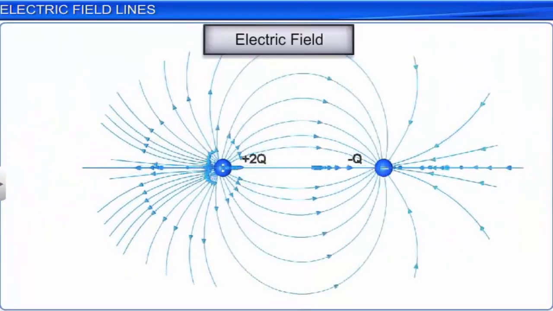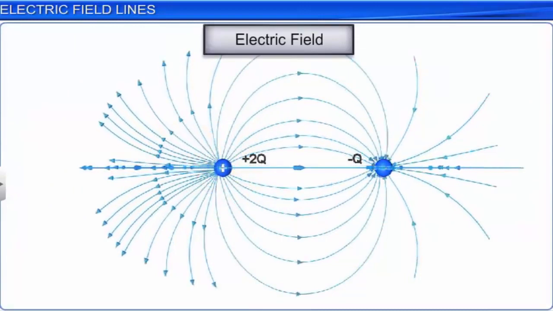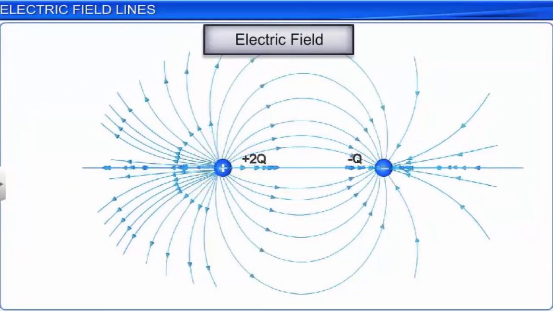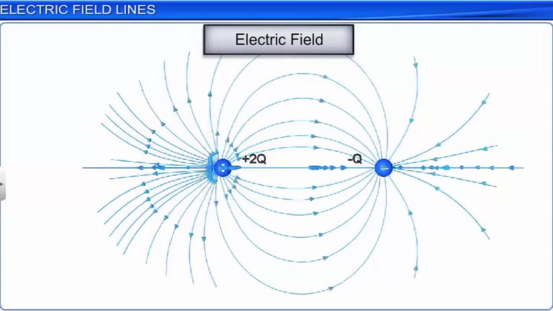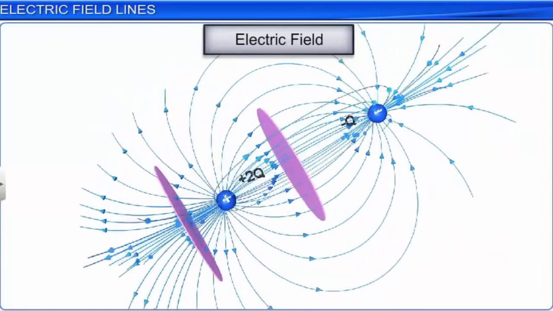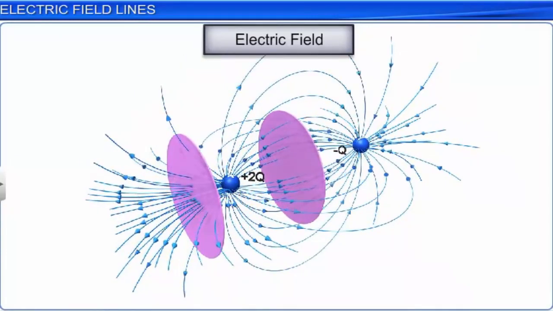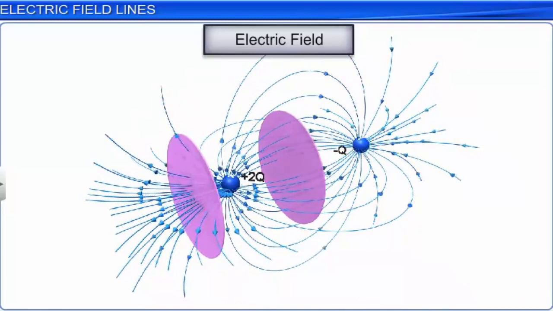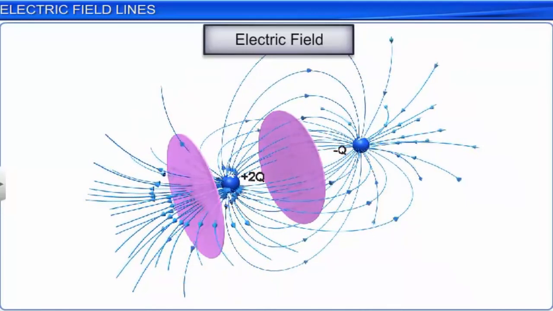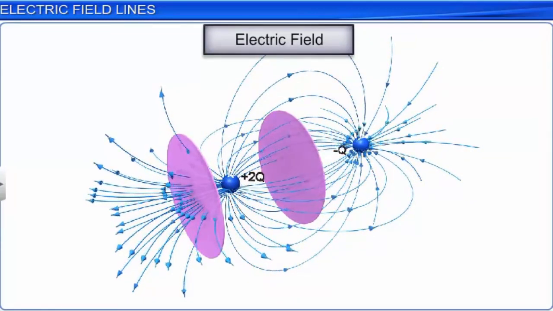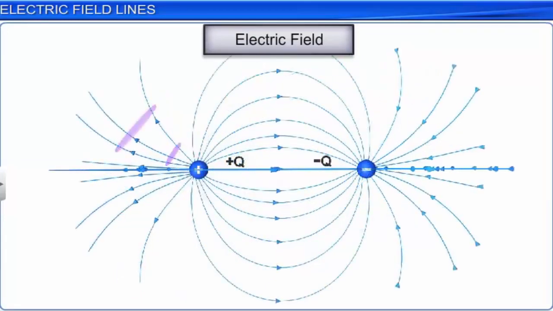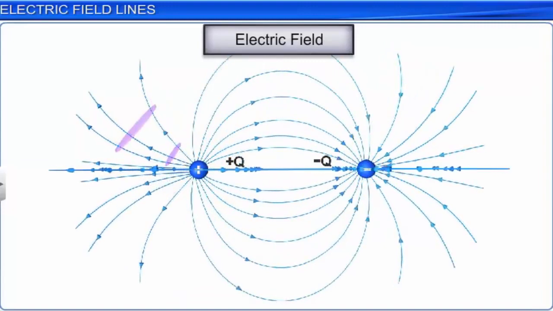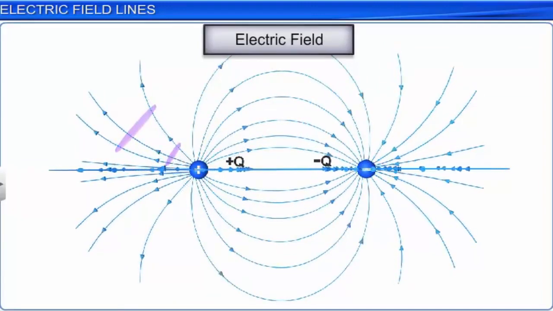The number of electric field lines is proportional to the magnitude of the charge. For a charge configuration of magnitude Q, if the field lines per unit area normal to it are, say, n, then for a charge of magnitude 2Q, the number of field lines passing normal to a unit area is equal to 2n.